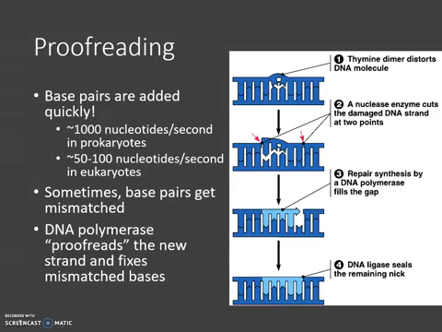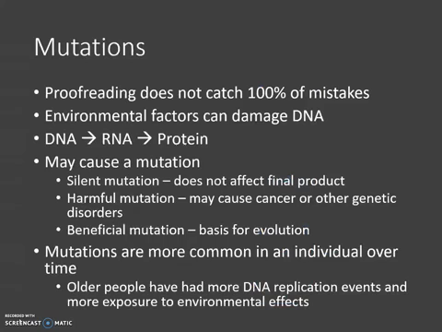So sometimes typos happen and the base pairs might get mismatched, and the wrong one gets paired with the wrong one. And thankfully we have some DNA polymerase that goes in and can help proofread the new strand and fix any typos that may occur. However, proofreading doesn't catch 100% of mistakes.